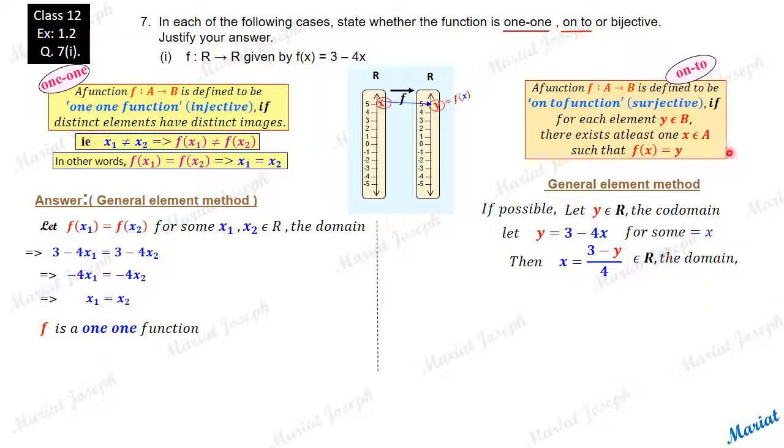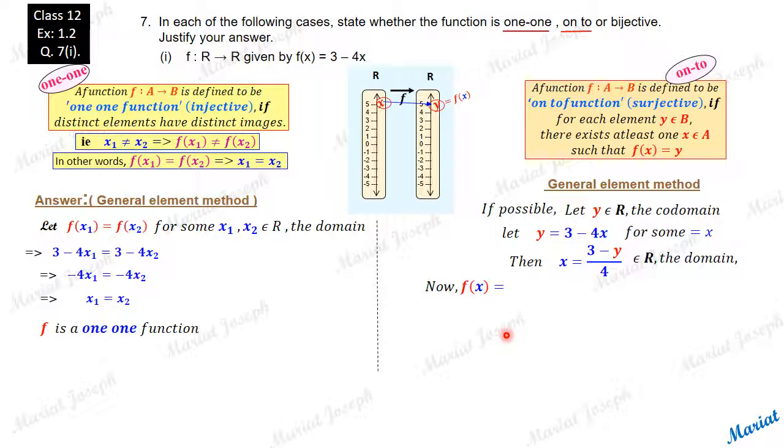Now, this is the second stage only. For every y, we could get an x in the domain. But the third stage is more important. The x that we have calculated, will its image be equal to y? Will f of x be equal to y itself?